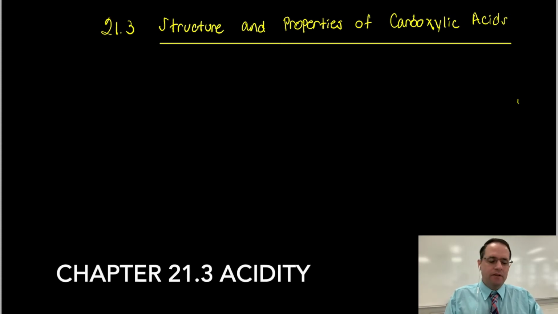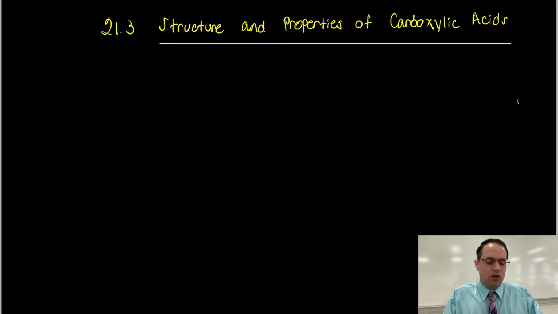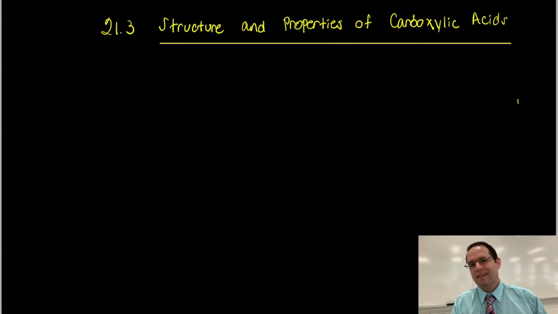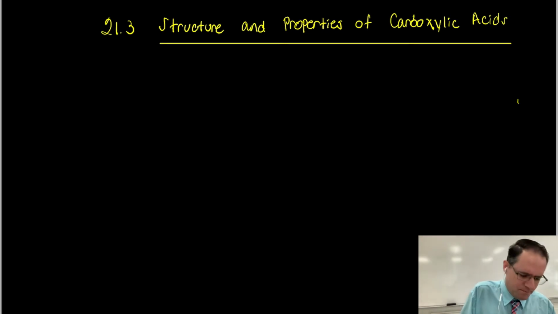All right, we are going to do structure and properties of carboxylic acids. One of the main features of the carboxylic acids is, of course, they're acidic. They have a pKa of about 4.5 or something. The pKa of acetic acid is 4.75. But let's talk about the structure a little bit.